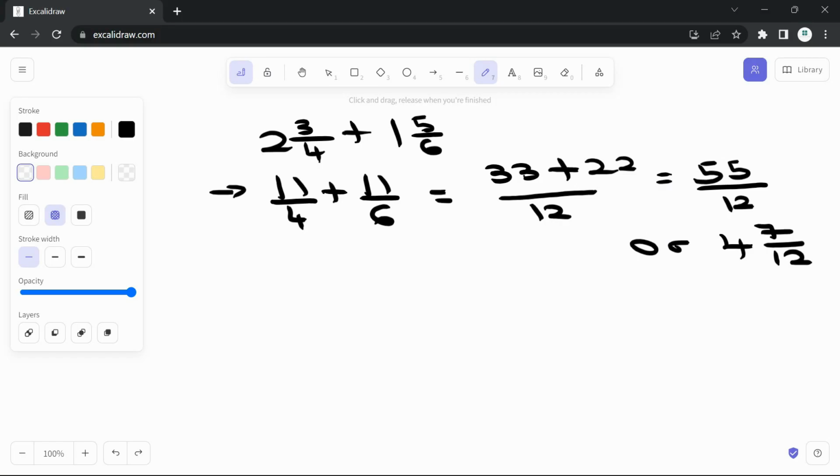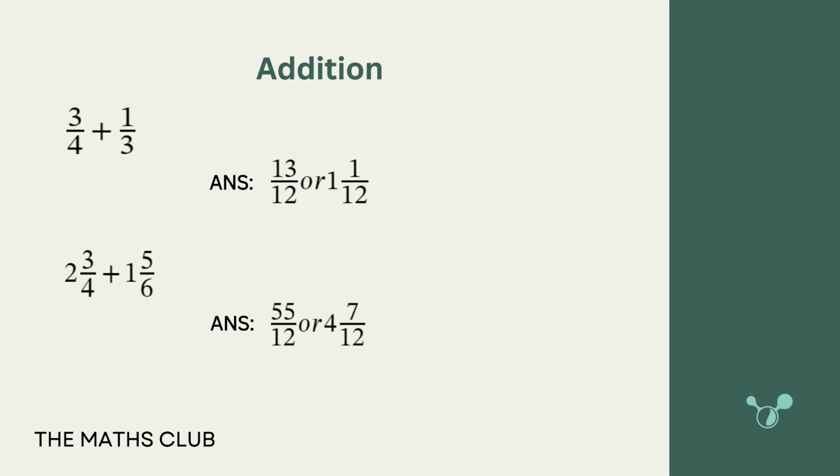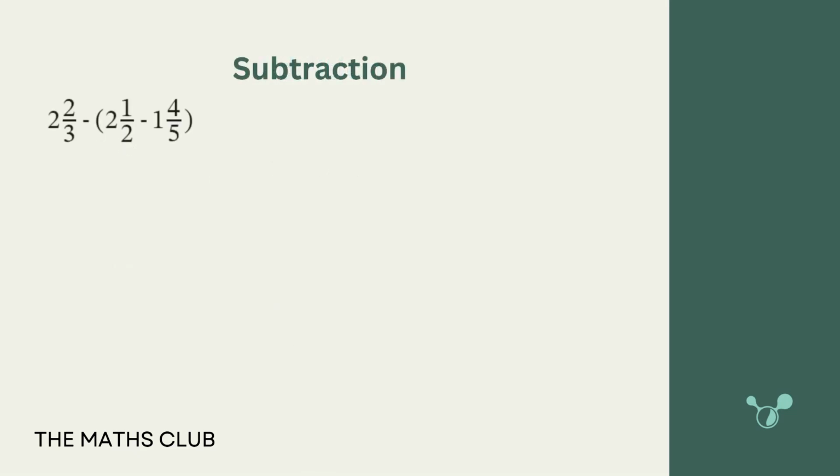Great. 55 over 12, or 4 and 7 over 12. Very good. So that is it about addition, right? Simple. So we go to subtraction, right? So subtraction, there is something I want to introduce before we treat the subtraction, right?